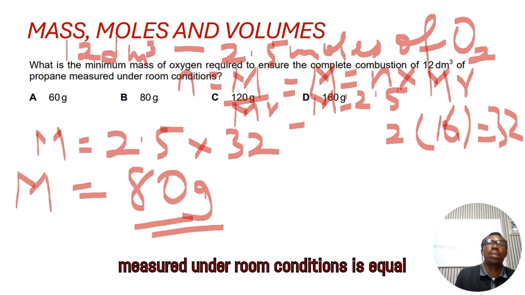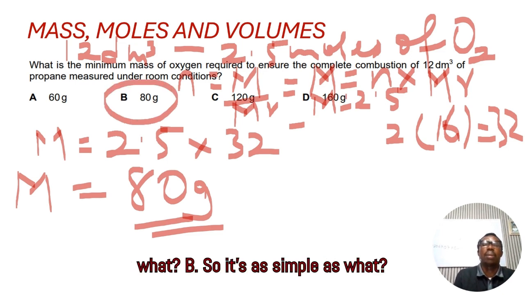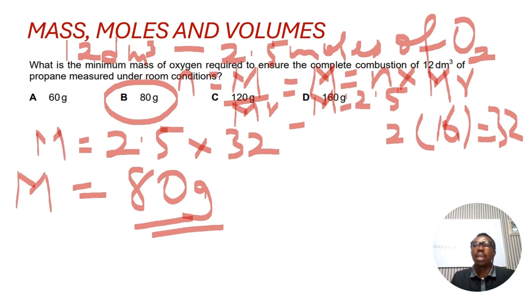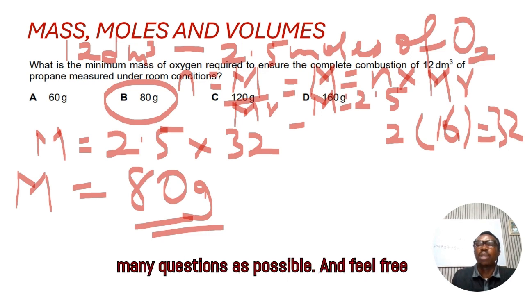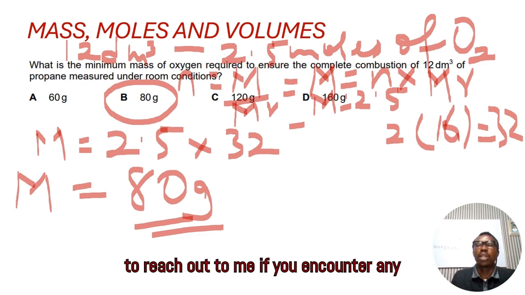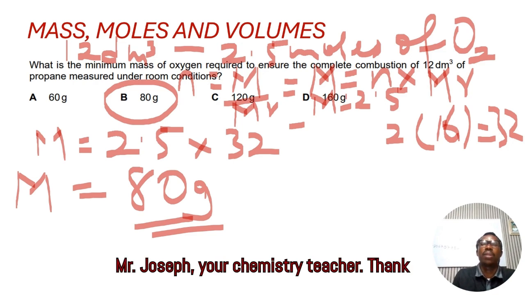under room conditions is equal to 80 grams. So the answer is B. It's as simple as ABC. All you need to do is just to read the question very, very well, attempt as many questions as possible, and feel free to reach out to me if you encounter any difficulty. I'm always there for you. I'm Mr. Joseph, your chemistry teacher.